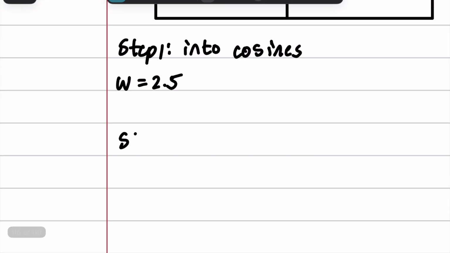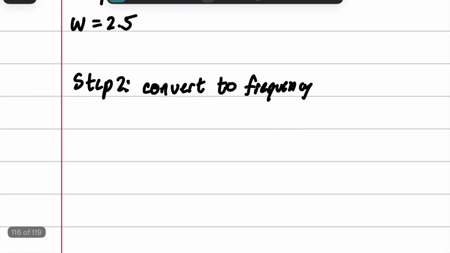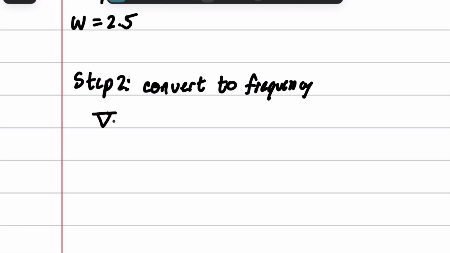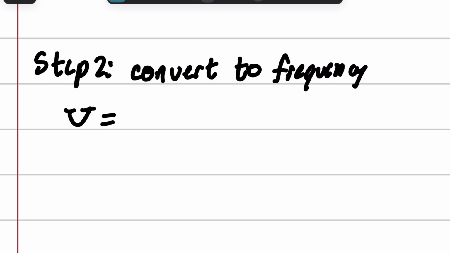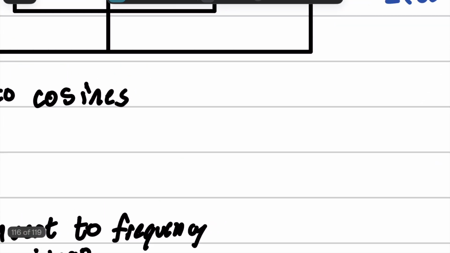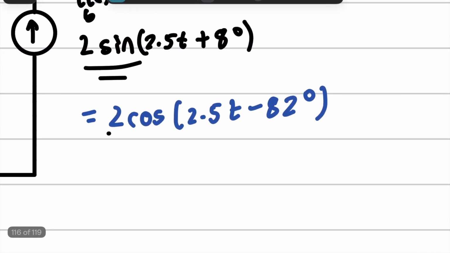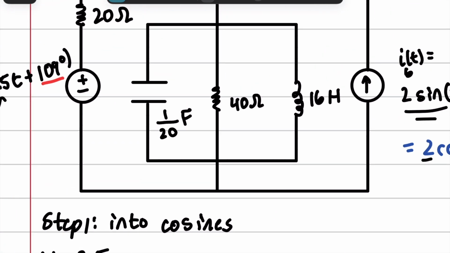And step 2, we're going to convert to the frequency domain. The first thing that we're going to convert is our V. For the phasor form, all we need is the amplitude and the phase, and that is going to be 40e to the j109 degrees. Then we also have to convert that current, using the cosine now, so 2 at negative 82 degrees.